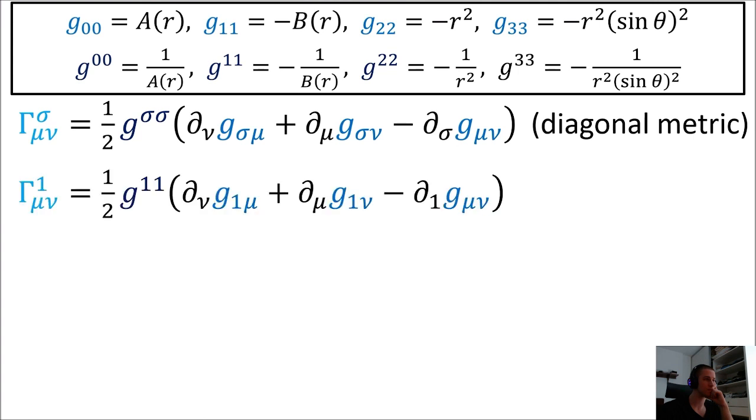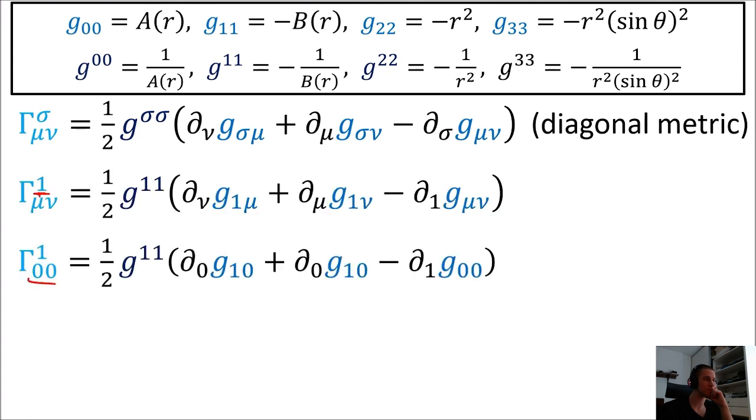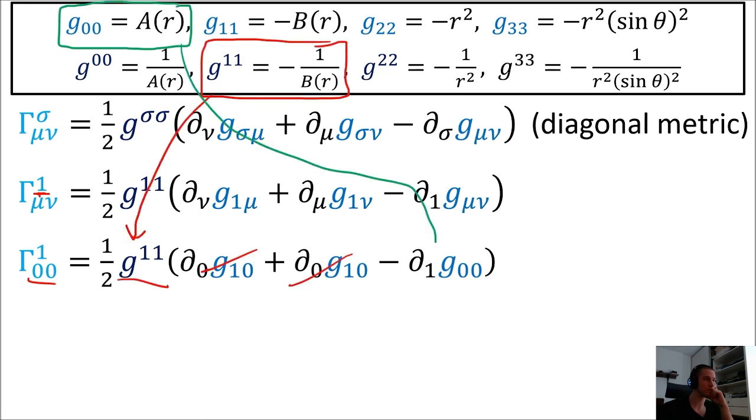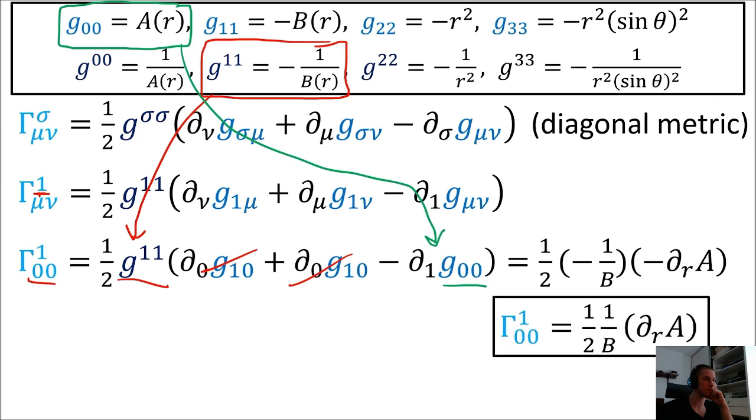Now let's continue to the coefficients with a 1 on top. For 0, 0 on the bottom, we get negative 1 over B here and the r derivative of A, giving this.